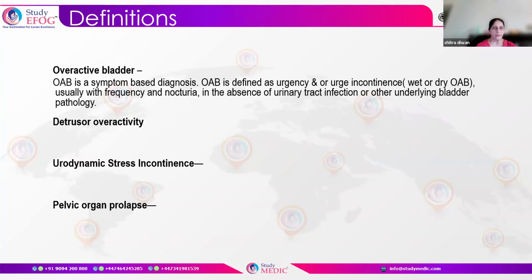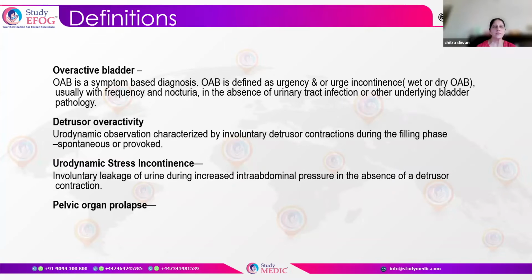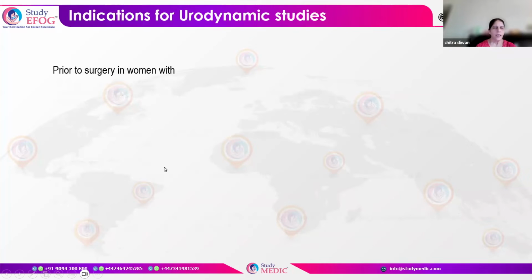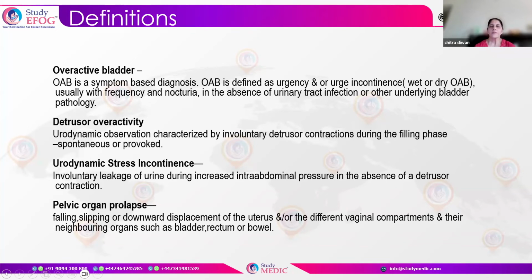What does overactive bladder mean? This is a symptom-based diagnosis, and it is defined as urgency or urgent incontinence. It could be wet or dry overactive bladder, and it presents with frequency and nocturia in the absence of any urinary tract infection or underlying bladder pathology.